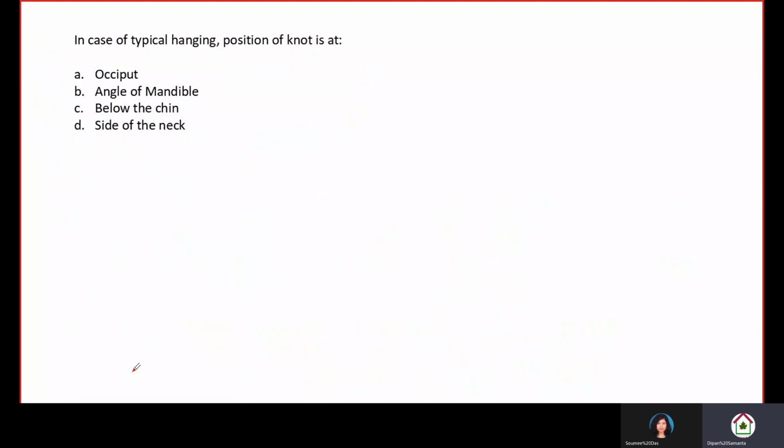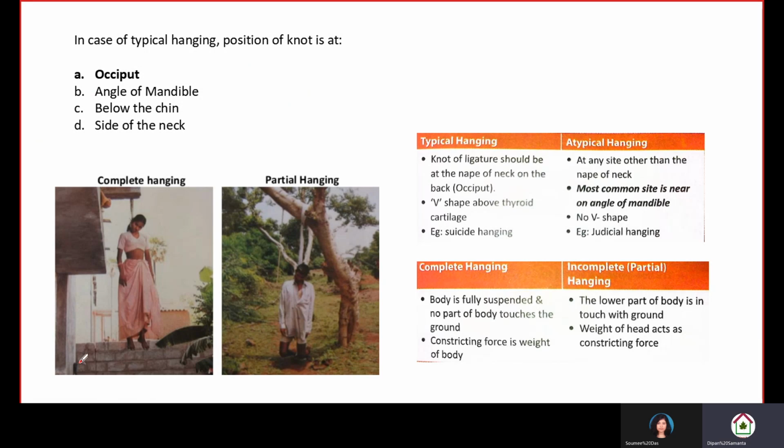In case of typical hanging, the position of the knot is at the occiput, not at the angle of the mandible, below the chin, or the side of the neck. Occiput means backward. So there is typical hanging, atypical hanging, and complete hanging. See, here the whole body is in suspension, which is complete hanging, and this is partial hanging, where the body is supported by the legs, the lower limbs.